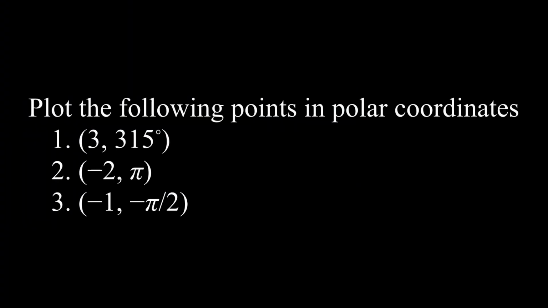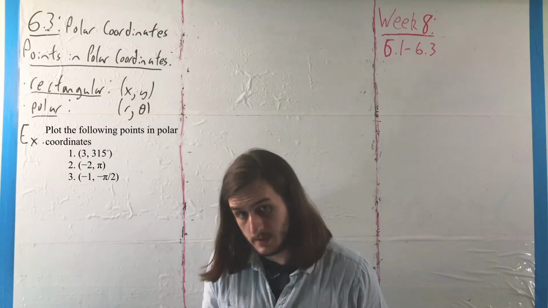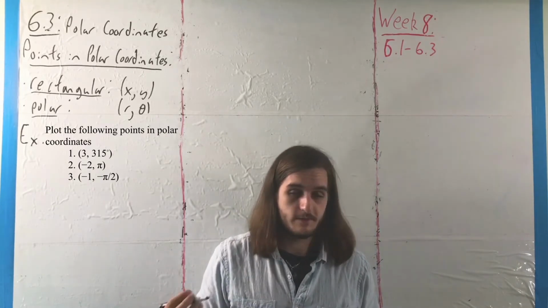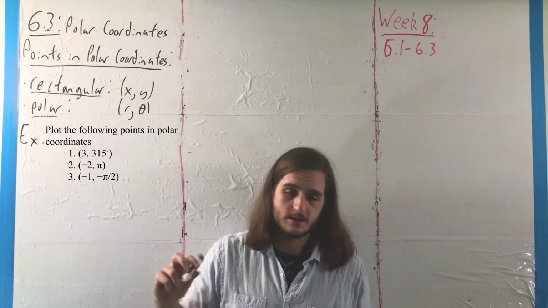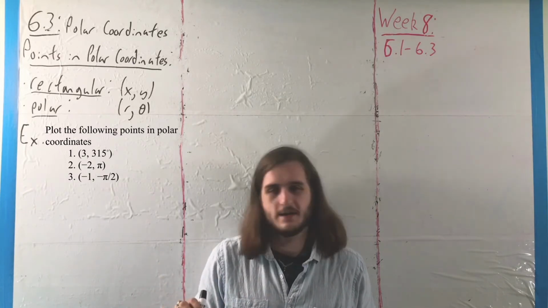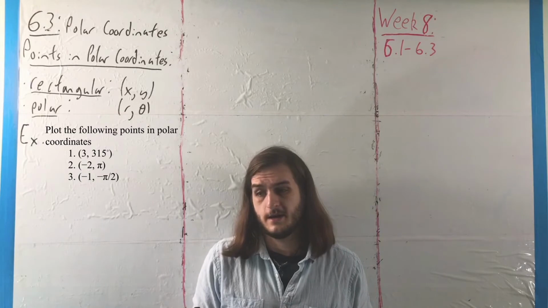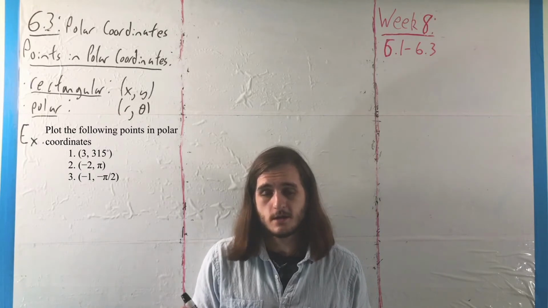So for this example, we want to plot the points (3, 315 degrees), (-2, pi radians), and (-1, -pi/2 radians) in polar coordinates. So if you ever want to plot a point in polar coordinates, which you're going to be doing a little bit of to get started here so you get a sense for the flavor, bear in mind that everything we're doing is kind of circular, so it's going to look a bit like drawing on a shooting target.